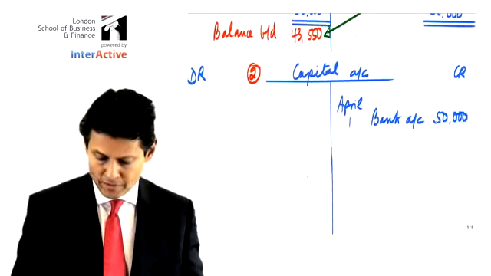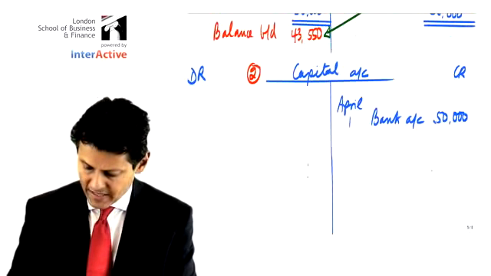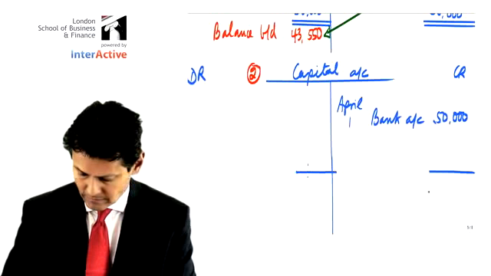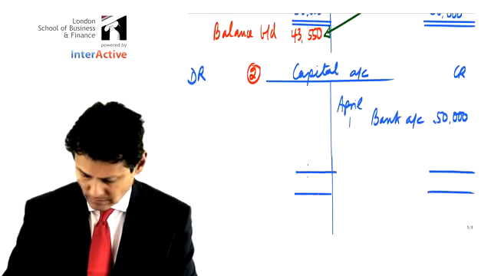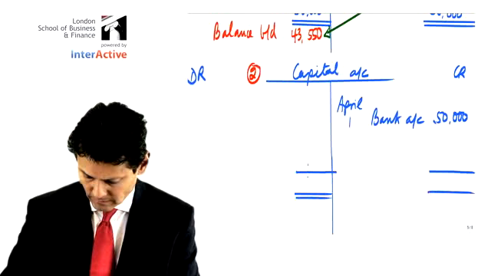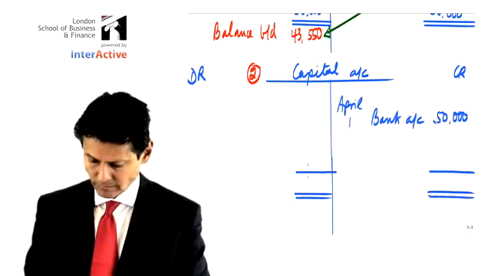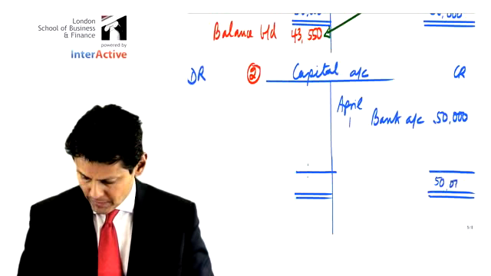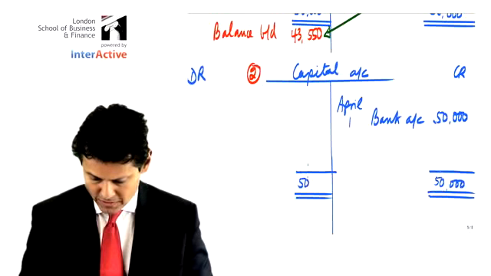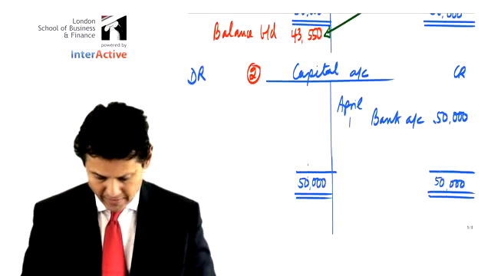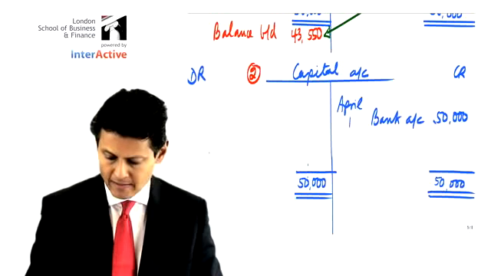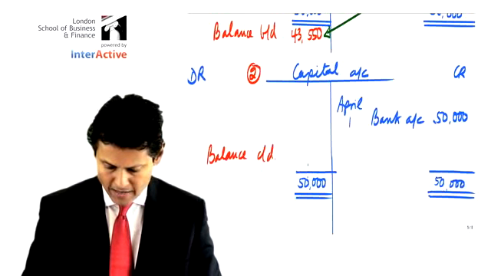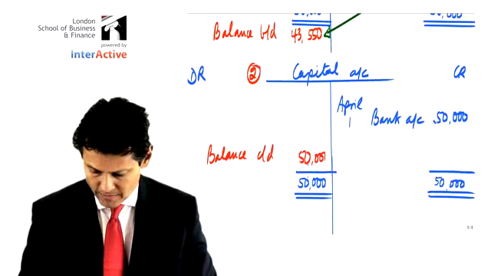Clearly, if I may rule this off, we find ourselves, having left a couple of lines maybe, with the 50,000 on the heavier side. So I'll put that onto the lighter side, and the difference between that and the other side is the balance carried down, and it happens to be 50,000.